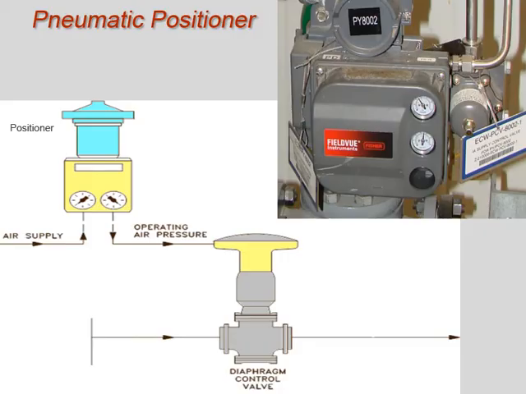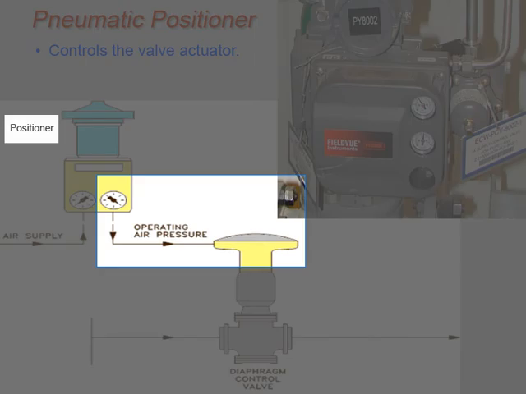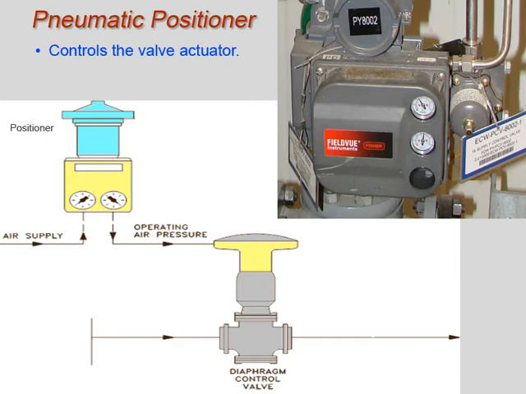A valve positioner controls the valve actuator. A positioner controls the operating air pressure to the diaphragm to fully open, fully close, or some throttle position in between. The positioner may have feedback from system pressure, temperature, or flow instrumentation to provide input so the positioner can adjust the valve position to maintain the desired set points.